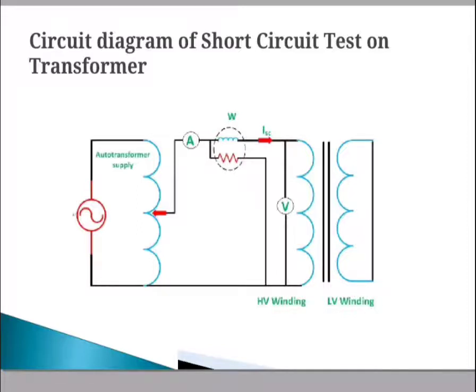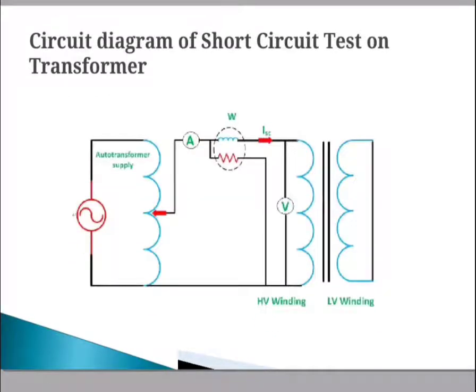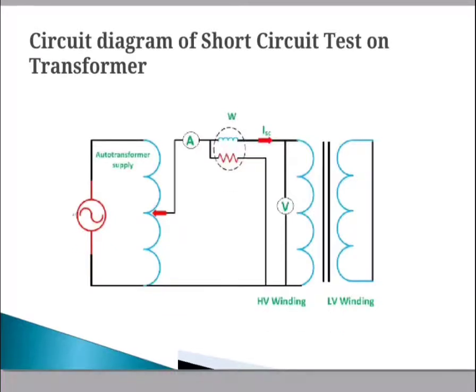On the primary side we have to apply the voltage to the primary winding with the help of an auto transformer, and on the secondary side the secondary winding is short circuited with the help of one wire. The low voltage source is connected across the winding, because of which full load current flows through both the primary winding as well as the secondary winding of the transformer, and the full load current is measured by the ammeter connected across the secondary winding of the transformer.